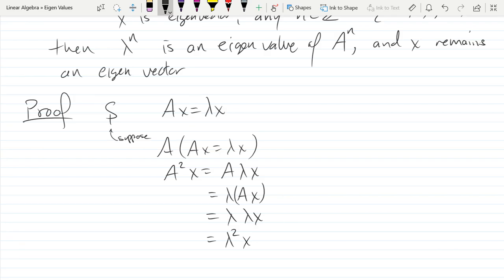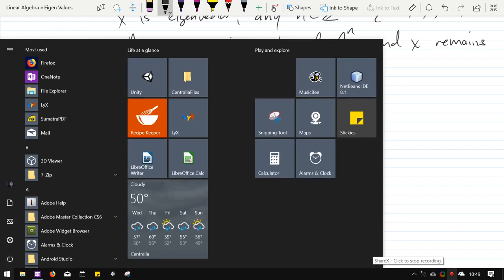All right, what can I rewrite instead of AX? What can I write there instead? Lambda X. It's right there, that's what we supposed. So AX is lambda X. Oh, look at that. Lambda squared X. All right, so we just showed for n is 2, this works. All I do is, instead of multiplying by A on the left, we'll multiply by A to the n minus 1, and then get our conclusion. So I can keep doing the same thing again and again and again with A.